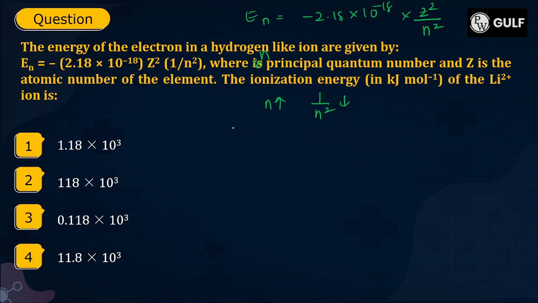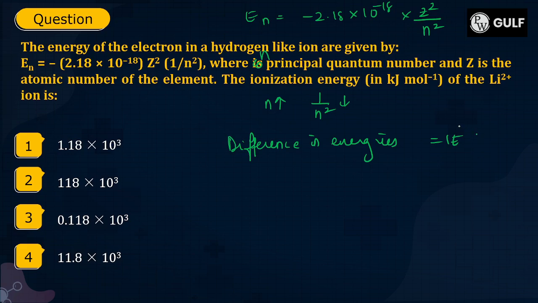At one point it becomes 0 and it is regarded as an ionized species. So at that point, the difference in energies is nothing but the ionization energy. So let's take that point.